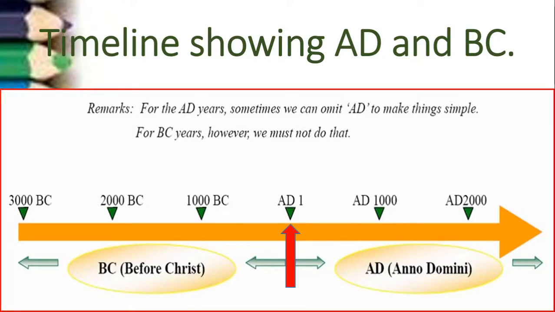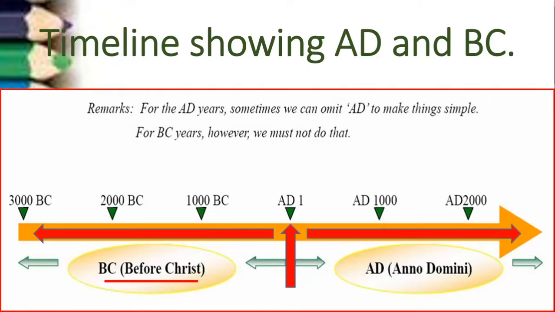That means this is the year when Jesus Christ was born. Okay, AD 1. And whatever happened before the birth of Jesus Christ is BC, that is before Christ. And whatever happened after the birth of Jesus Christ is AD, or Anno Domini, as I told you, in the year of the Lord. Okay, so this is how time is calculated.